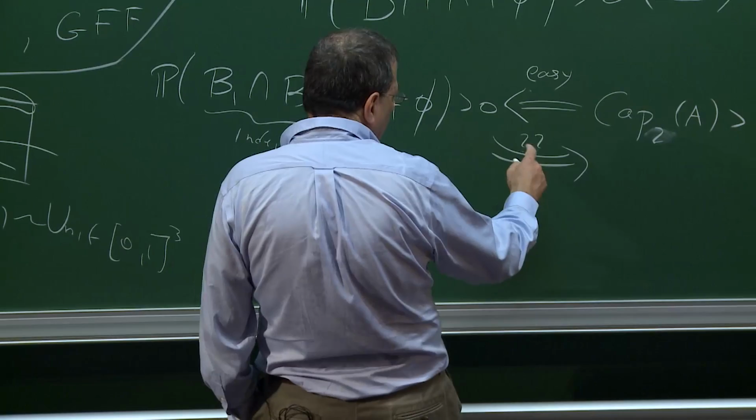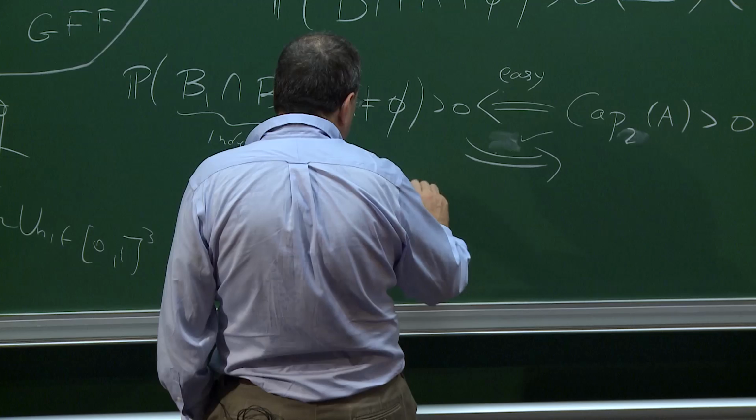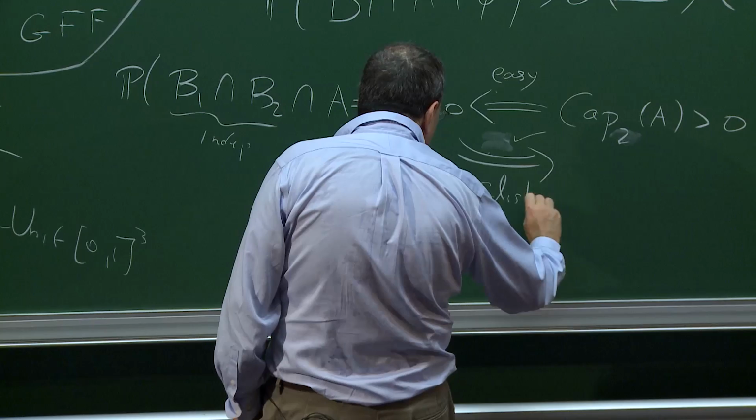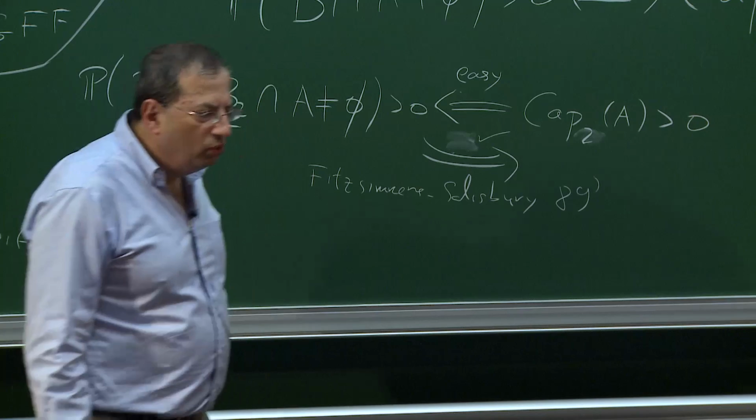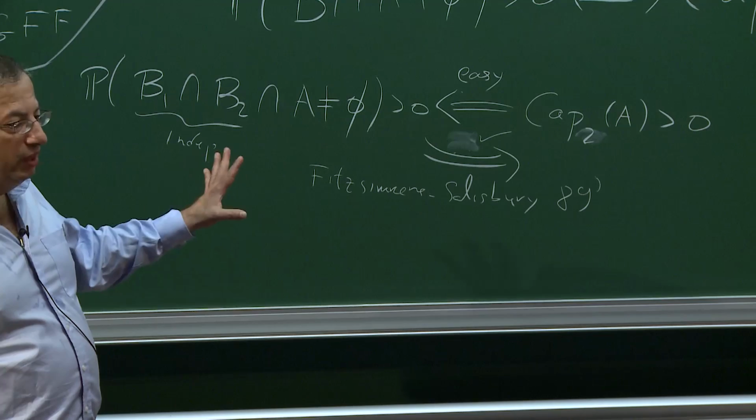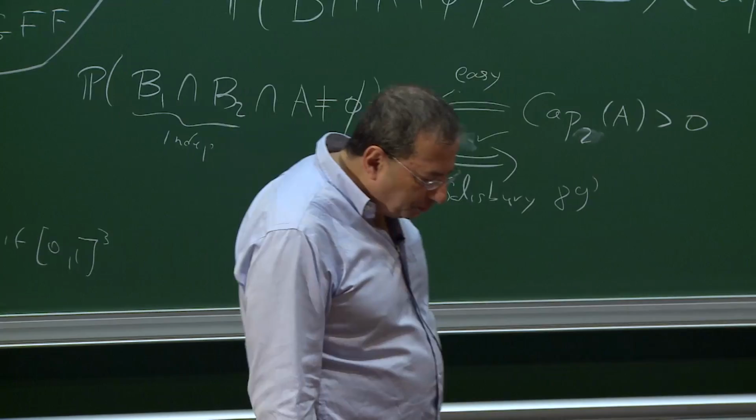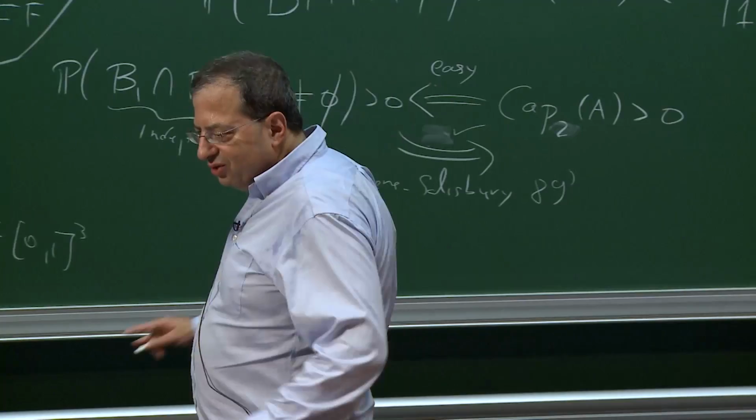The first solution was obtained by Fitzsimmons and Salisbury, 1989, published in the Annales de l'Institut Henri Poincaré. Very impressive solution, using very nice but quite fancy potential theory. There's a sentence from their paper that I remember. They consider a much more general setting, which makes it a little hard to read their paper.